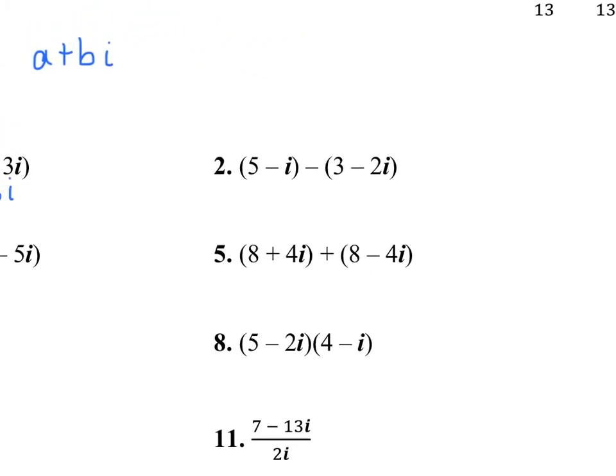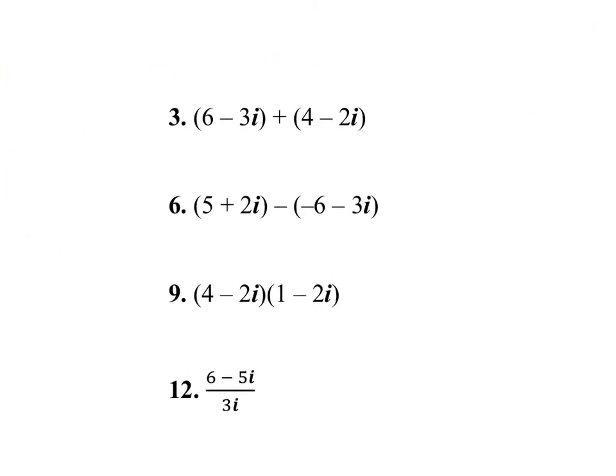Number 2, we are subtracting. So you need to distribute the negative. And then you can drop parentheses. So it's minus 3 and then minus a negative 2I, so it's plus 2I. Since I distributed the negative, I can drop parentheses. Now combine like terms. 5 plus a negative 3 is positive 2. And then negative I plus 2I is a positive I. So it's just 2 plus I. A is 2 and B is 1.